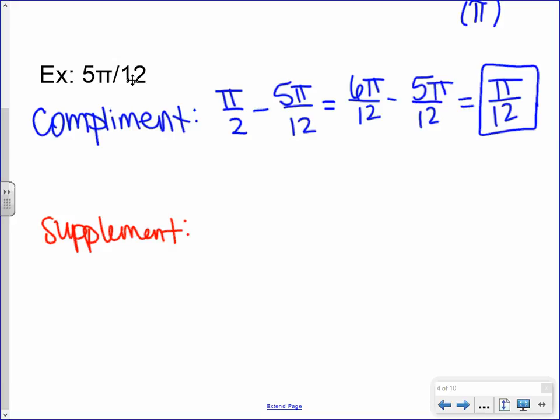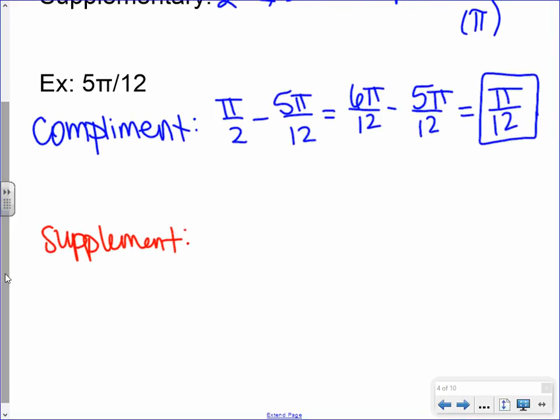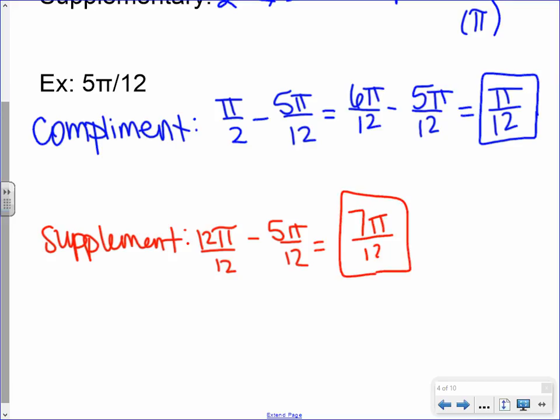two angles that are supplementary add up to be pi radians. So we are going to take pi minus our angle. Here again, it would be a good idea to make common denominators. All right, this one's a little easier to do. 12 pi over 12 is the same as 1 pi. So our supplement is 7 pi over 12.